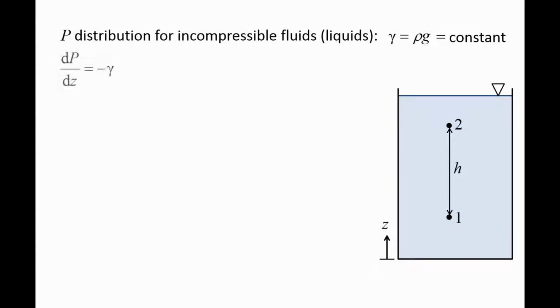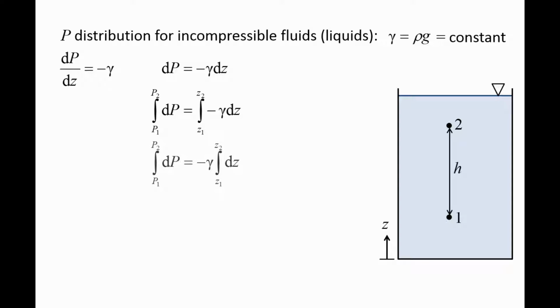We can obtain an equation for the pressure difference between these 2 points by starting with the hydrostatic pressure gradient, dp/dz equals negative gamma. Bring dz to the right side of the equation and integrate from point 1 to point 2. On the left side of the equation, we integrate from pressure P1 to pressure P2, and on the right side of the equation, we integrate from height Z1 to height Z2.